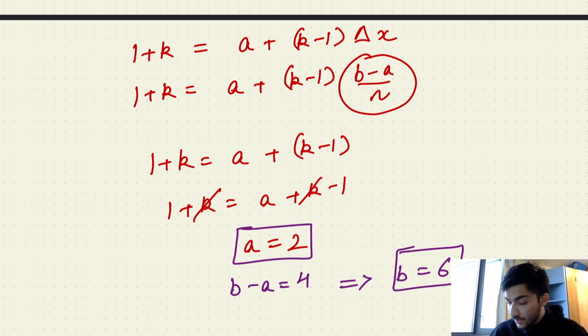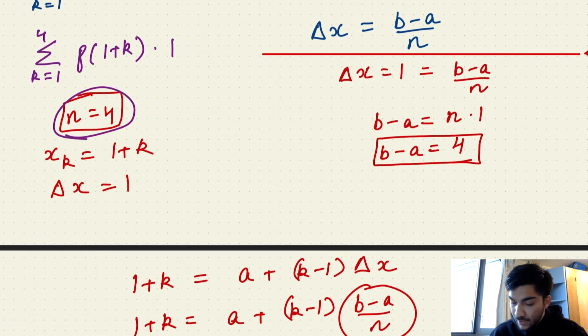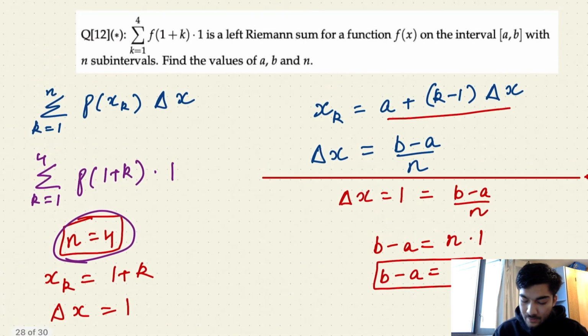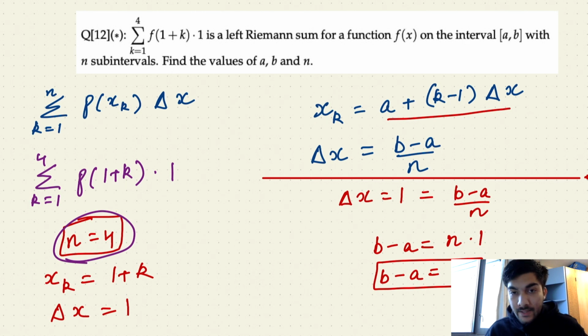And my question is now solved. I have a, I have b, and I have n as well. So this is basically one of the easiest ways on how you can solve these type of questions. You basically have to know the prototype of how a left Riemann sum or a right Riemann sum looks like, and you just have to compare those sigma notations in order to get to the final answer.